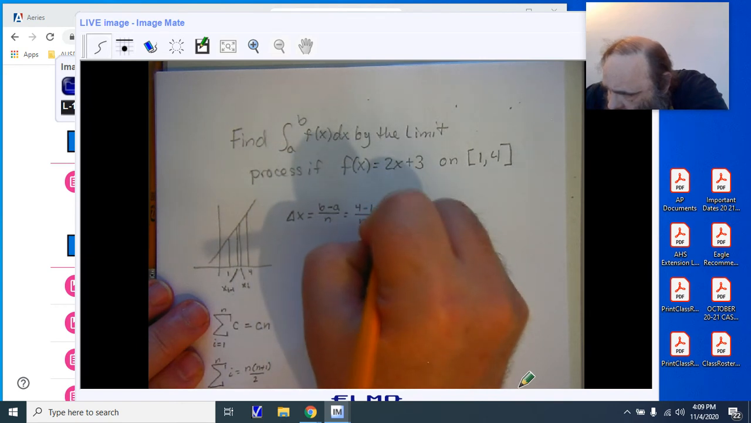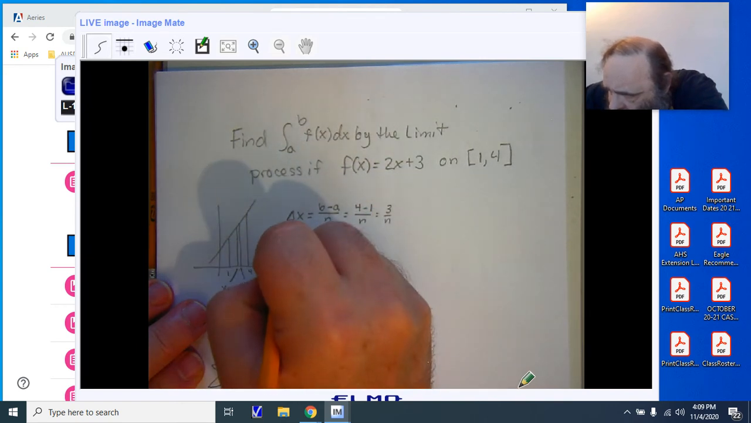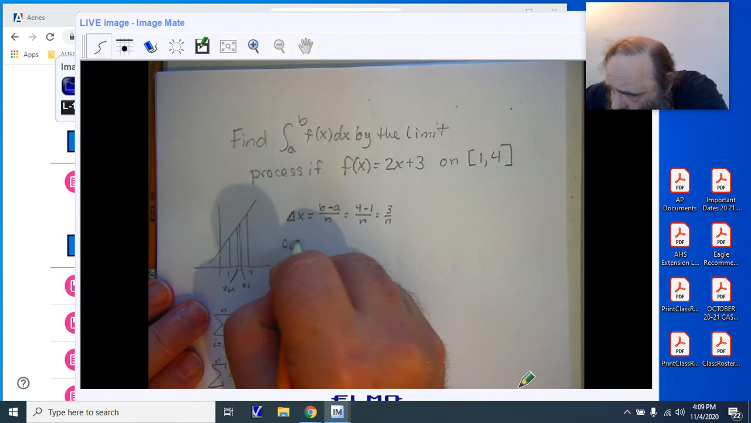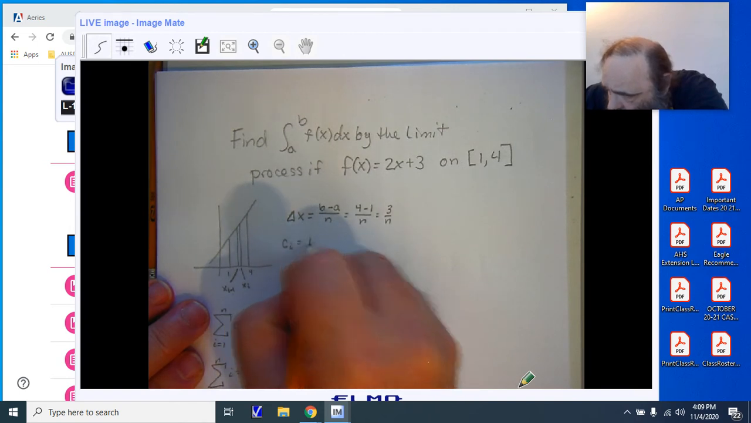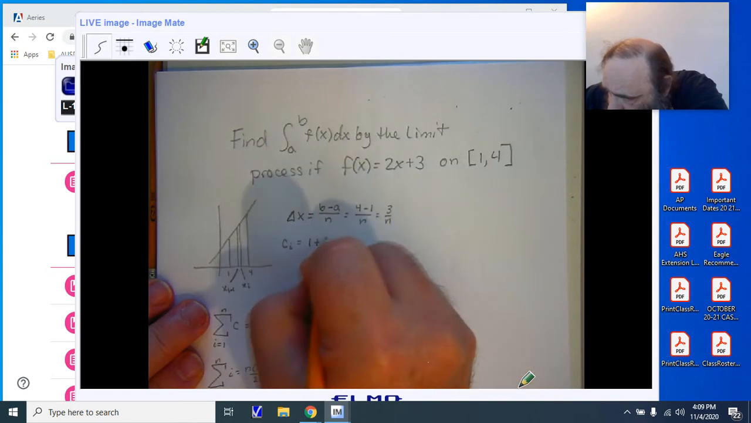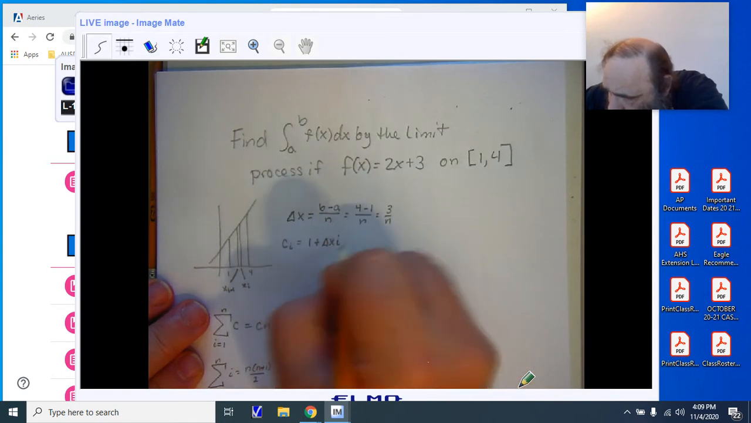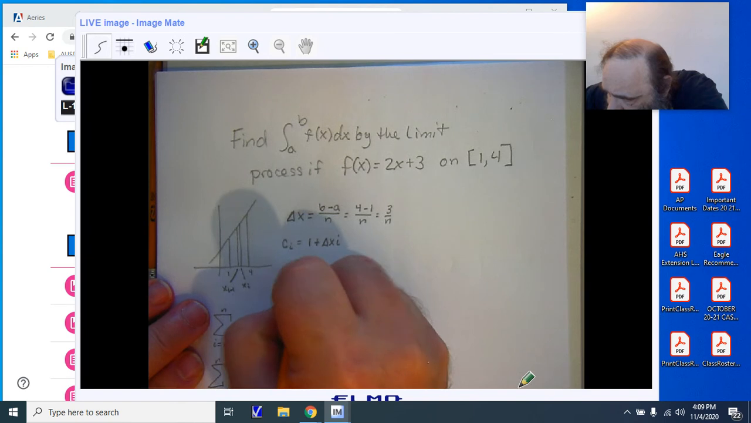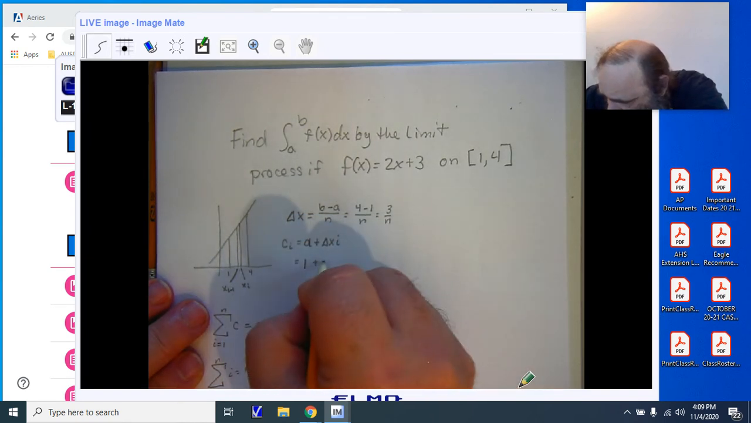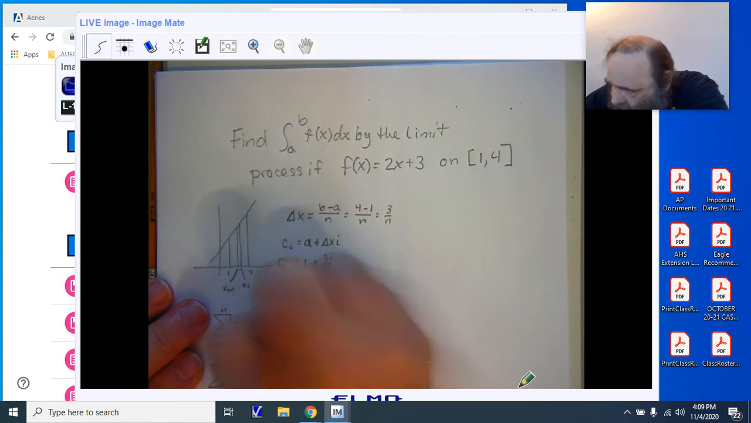And when you get done, you get 3 over n, and it allows us to now find that x sub i, which we refer to as a c sub i. And this x sub i is 1 plus our delta x multiplied by i. Let's just identify it as a plus delta x sub i, so that we have our 1 plus 3i over n. And this is our c sub i.